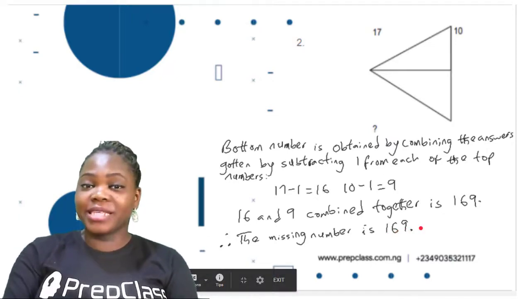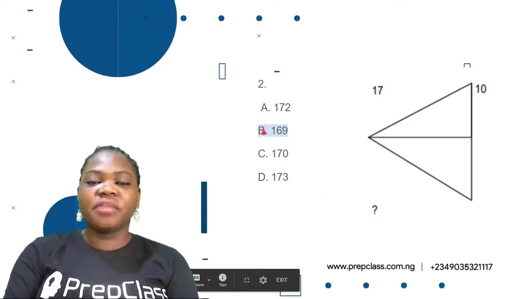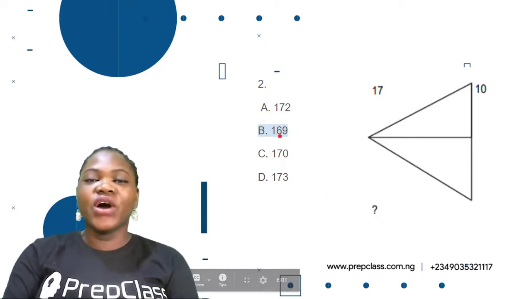I hope you're able to get that on your own. Alright, so let's find out which of the options is correct. Option B is the correct option. 169.